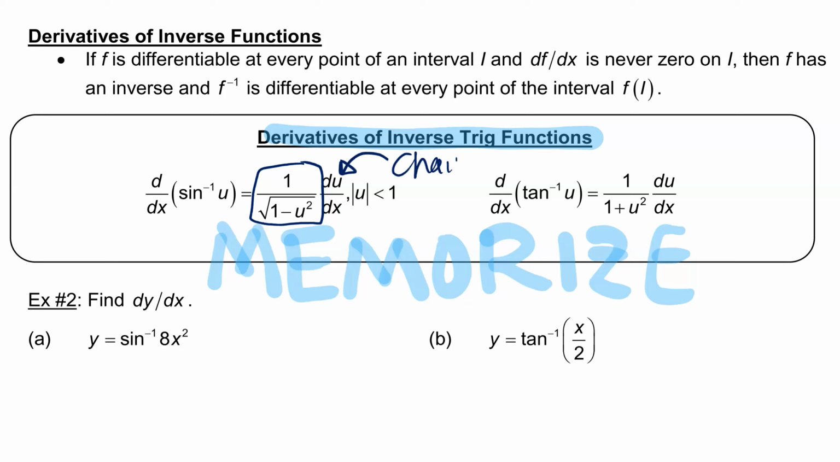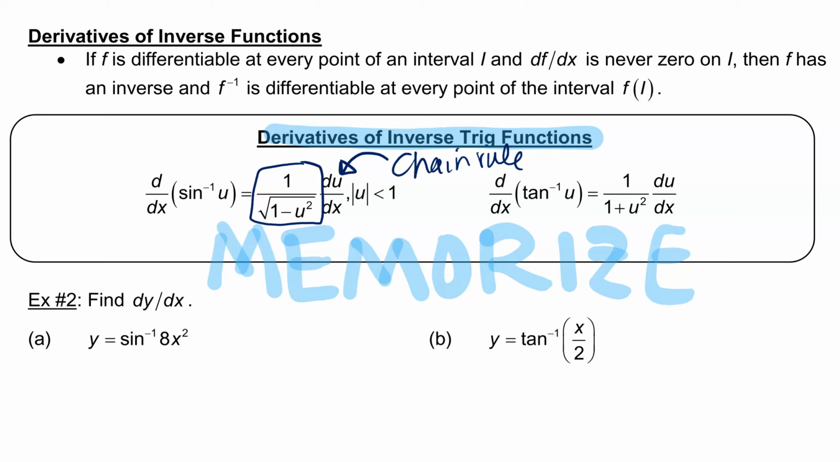So we always have to use chain rule, because most times, you're not just going to have sine inverse of x. Here, it's 8x squared. So you're using chain rule to take the derivative of sine inverse and then multiply by the derivative of what's inside. Similarly here, I'm taking the derivative of tan inverse and then multiplying by the derivative of the function inside. Well, the function inside is x over 2, so you can find the derivative of that.